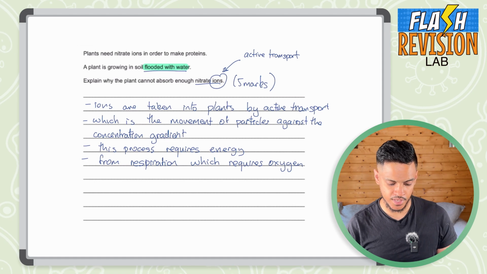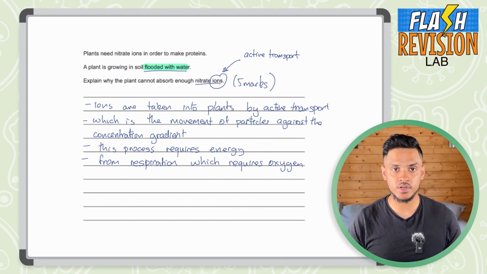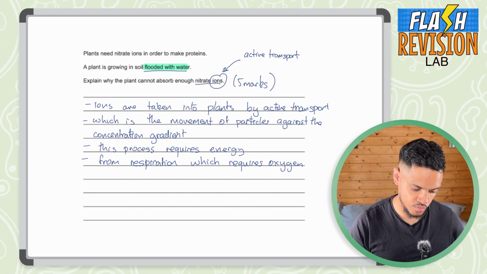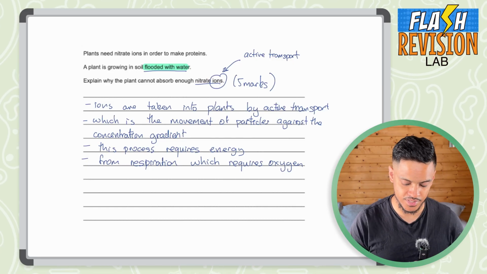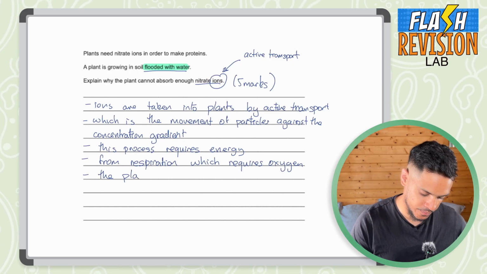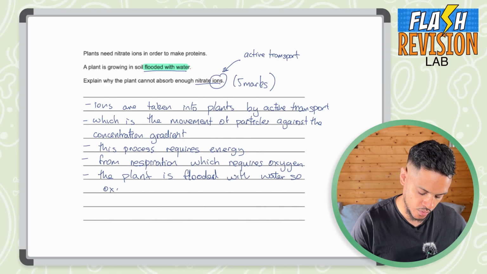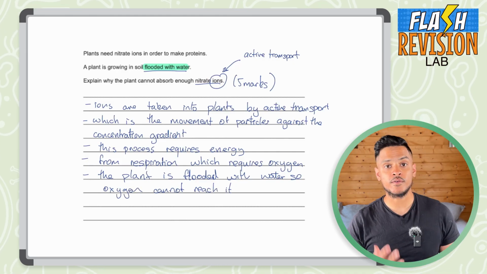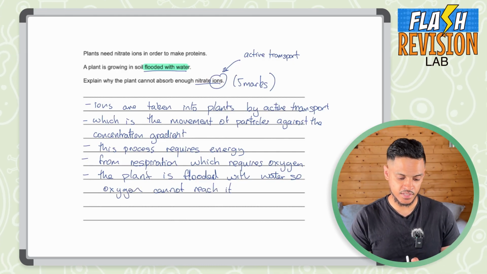Right, so we've got 4 points here. Why is there not much oxygen? Because the plant is waterlogged. There's too much water. It's flooded with water, it says in the question. So we can say the plant is flooded with water, so oxygen cannot reach it. And there we go. 5 marks, 5 points. That's how you get them.